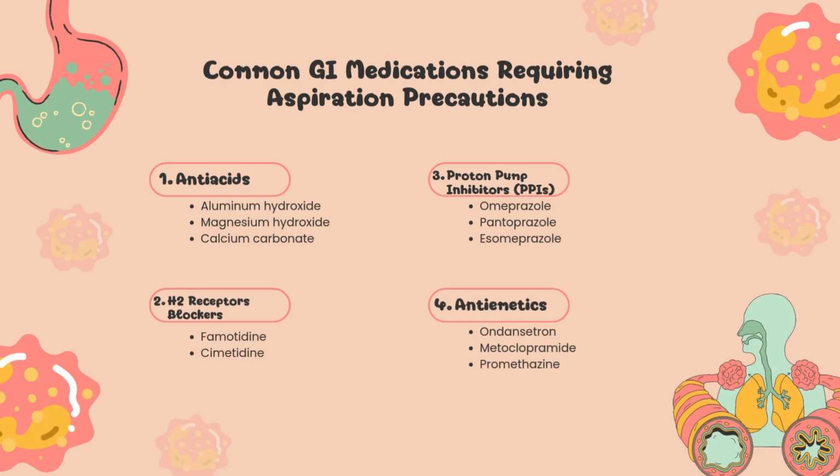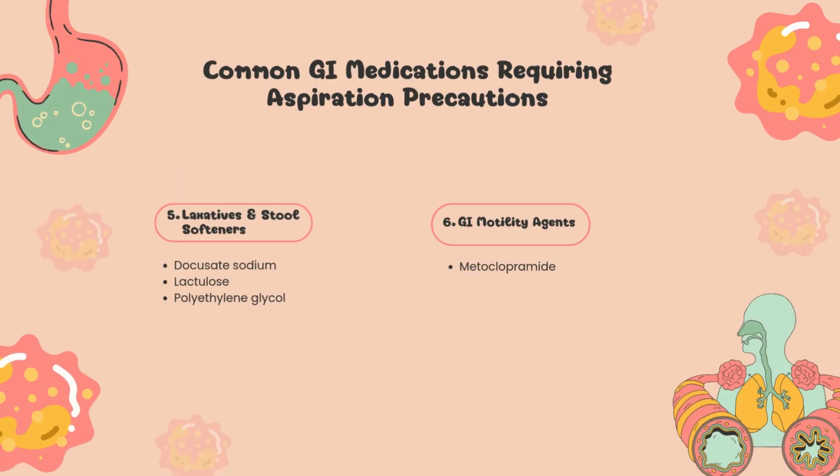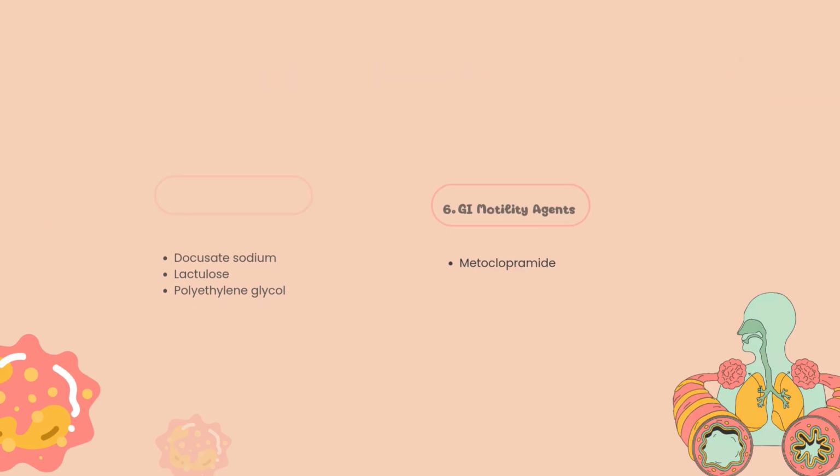The common GI medications requiring aspiration precautions are antacids, H2 receptor blockers, proton pump inhibitors, antiemetics, and also laxatives and stool softeners, and GI motility agents.